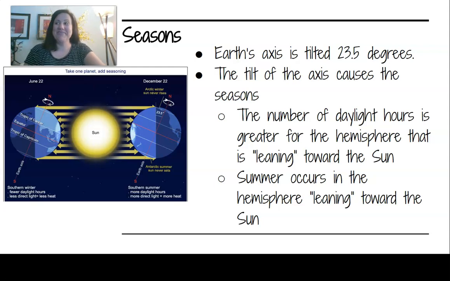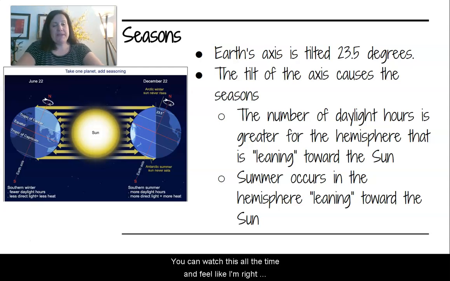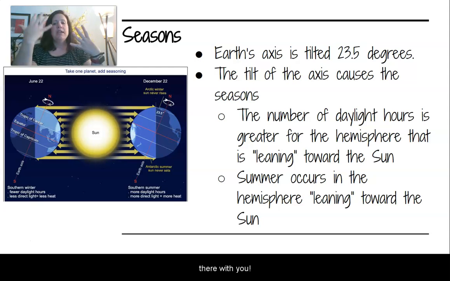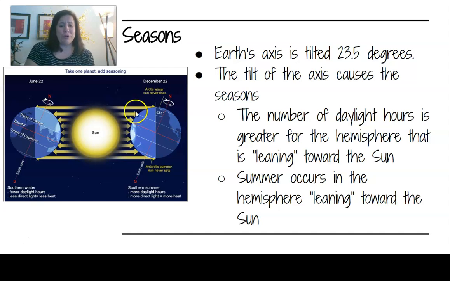Anyways, when we are leaning towards the sun, that is when we are going to have longer daylight hours. So rather than it being split like 12 and 12, we are going to have about 16 hours of daylight and about 8 hours of nighttime, which is what we like. Sun rises early, sets later. We're happy people.